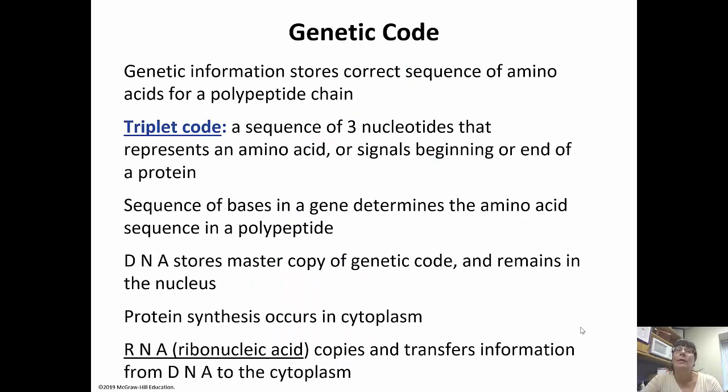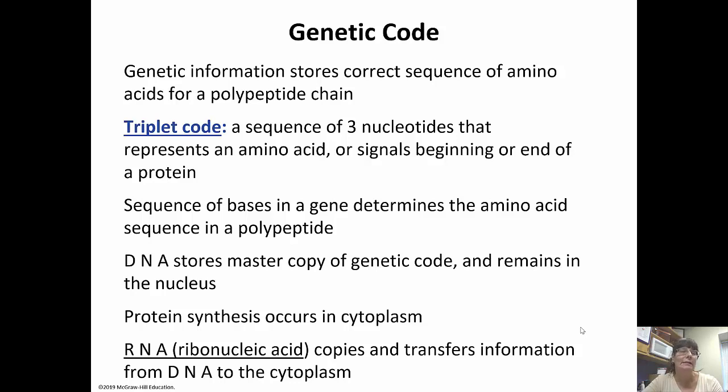So the genetic information also stores the sequence of amino acids to make proteins. The triplet code is the 3 nucleotides that represent an amino acid, or it can signal the beginning or the end of a protein. The sequence of bases in a gene is going to determine what amino acid is there. And DNA, of course, stores the master copy of the genetic code and stays inside the nucleus.